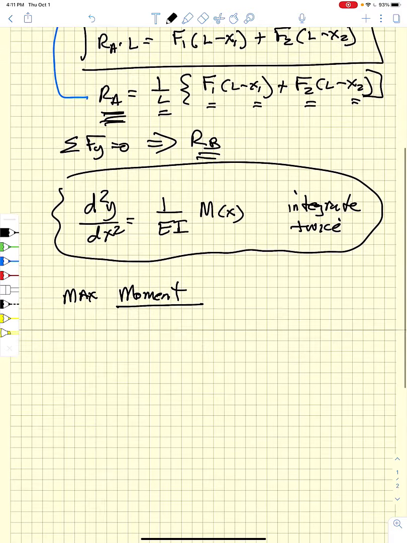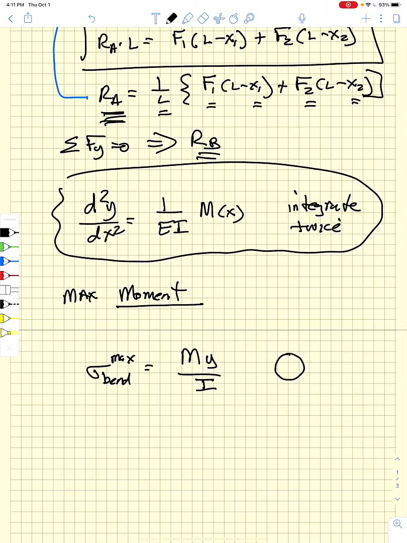Why do we care about the max moment? Because the bending stress, maximum value of the bending stress, is going to be Mc over I, where if we have a circular shaft of diameter d, then y is d over 2, and I is pi d to the fourth over 64.